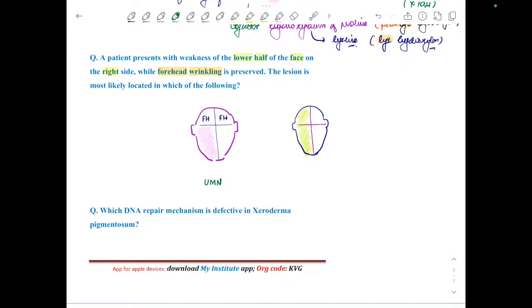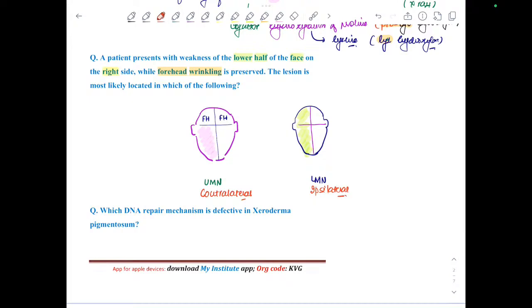If there is complete paralysis of one side, this is lower motor neuron type of facial palsy. Now what you need to remember here: when we say upper motor neuron, it is always contralateral. And when I say lower motor neuron, it is ipsilateral.